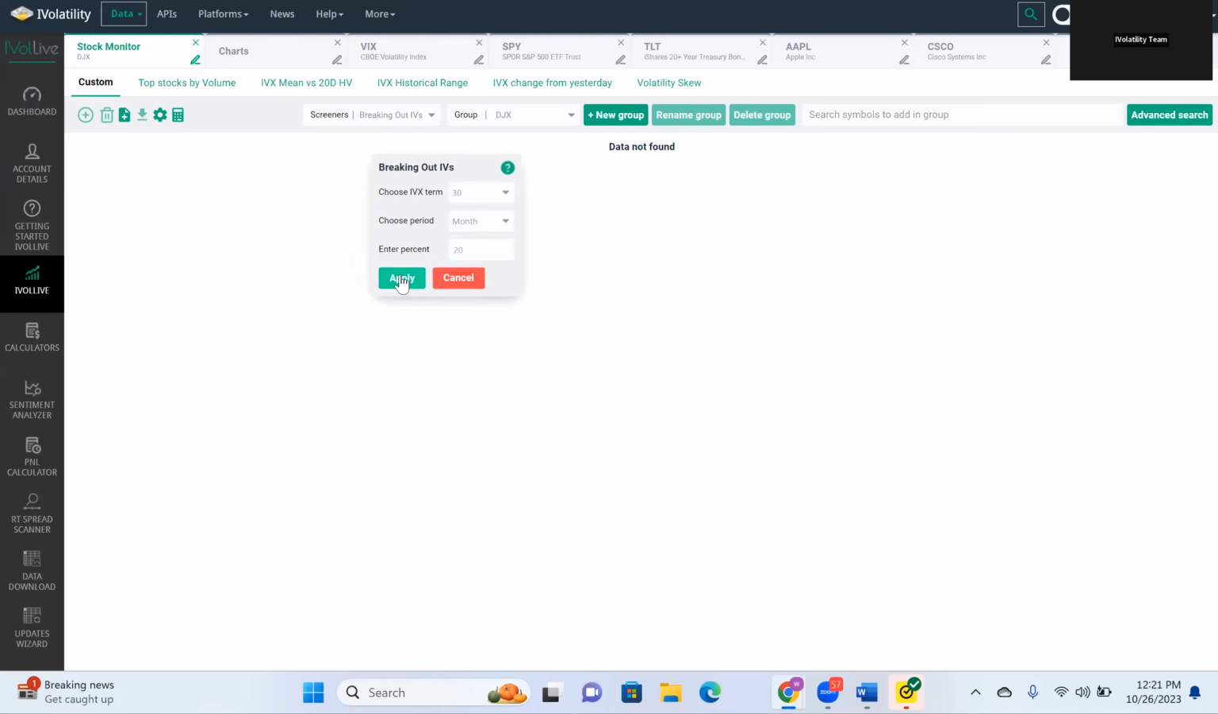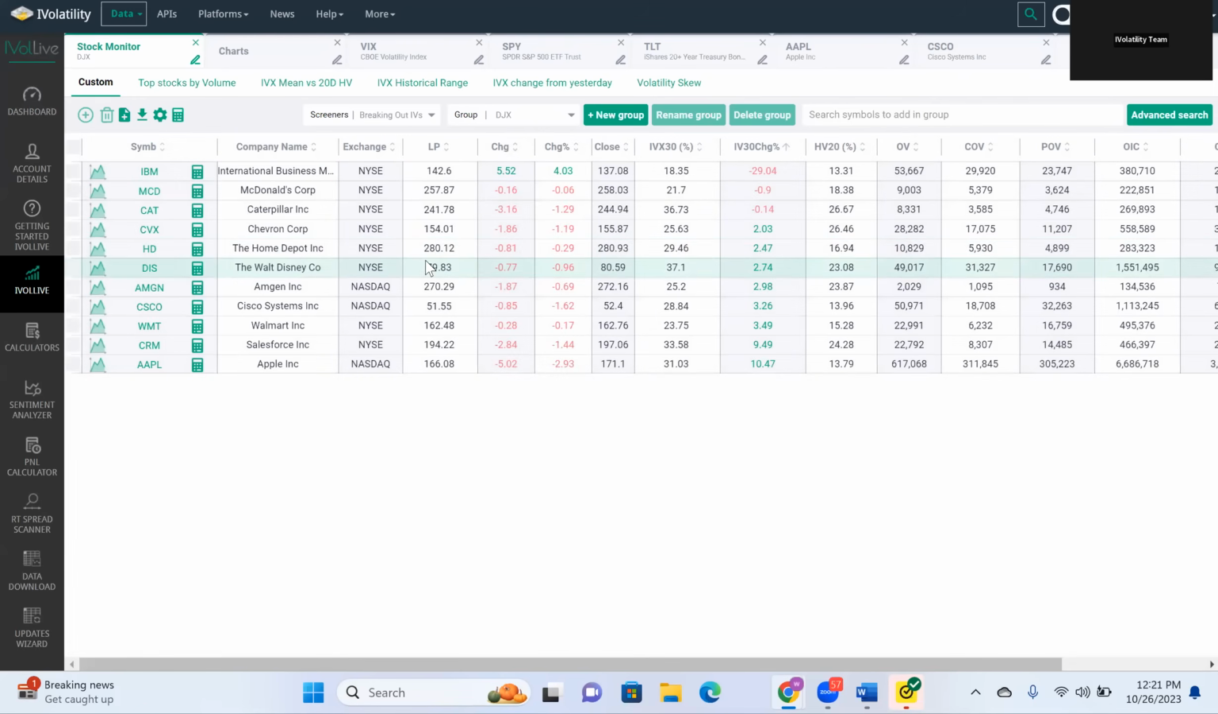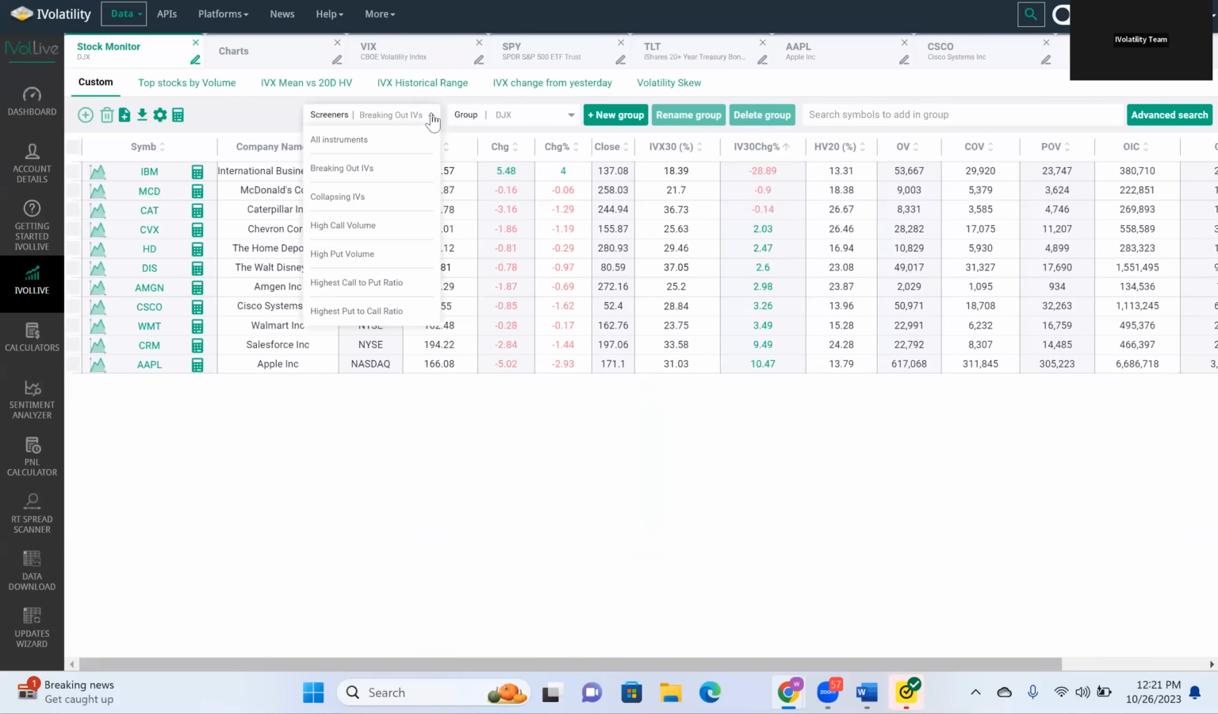So now we could say, well, what about the past month? Here we go. So IBM looks like it had a huge surge in implied volatility that's now since kind of come out, like the air is coming out of that balloon. But this had a big jump, right? Because we screened for more than 20% increase in implied volatility. So we have IBM, McDonald's, Caterpillar, Chevron, Home Depot, Walt Disney, Amgen, Cisco, Apple, and Salesforce.